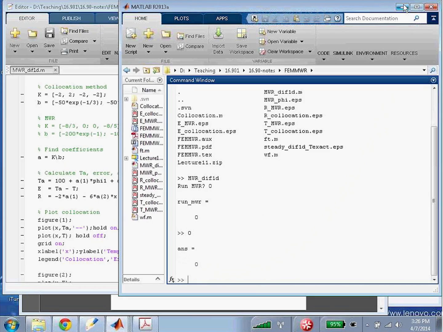Okay, so that is it for the collocation method. Good. Any questions? Good, it's clear.